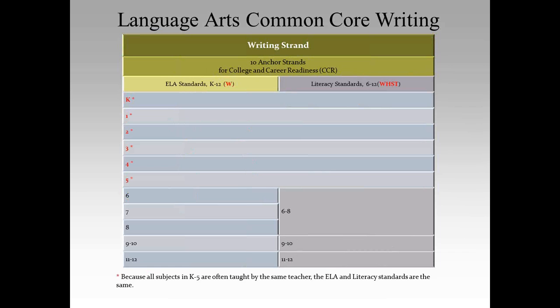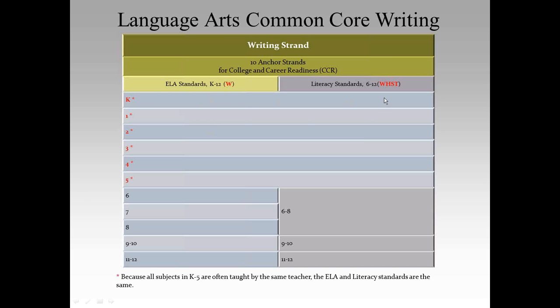Let's go on and look at the writing strand. You'll notice that there are 10, and I didn't mention this in the previous one for reading, but there are 10 anchor strands for reading for college and career readiness, referred to by the acronym CCR, and there are also 10 anchor strands in writing for college and career readiness. Let's look at the English language arts standards, which is represented by a W in their ID matter for K-12.